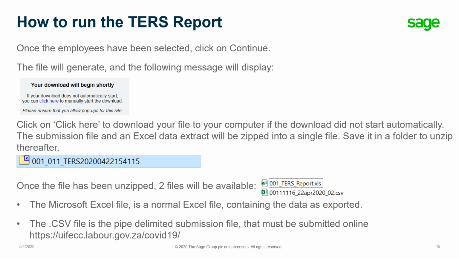The file will generate and the following message will display. Click on Click here to download your file to your computer if the download did not start automatically. The submission file and Excel data extract will be zipped into a single file. Save it in a folder to unzip thereafter. Once the file has been unzipped, two files will be available: a TERS report and then your CSV file, which you can upload to the online portal.